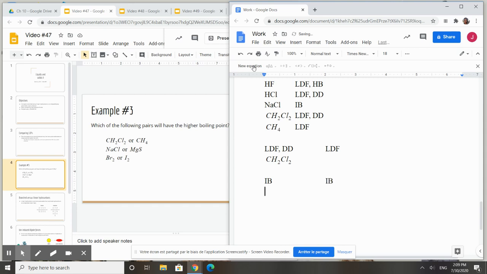MgS is also ionic bonding, but MgS has a greater difference in charge. And then for the next one, Br2 just has London dispersion forces, and I2 also has just London dispersion forces. So I'm going to look at the molar mass. I2 has a greater molar mass, therefore it's going to have a greater London dispersion force.